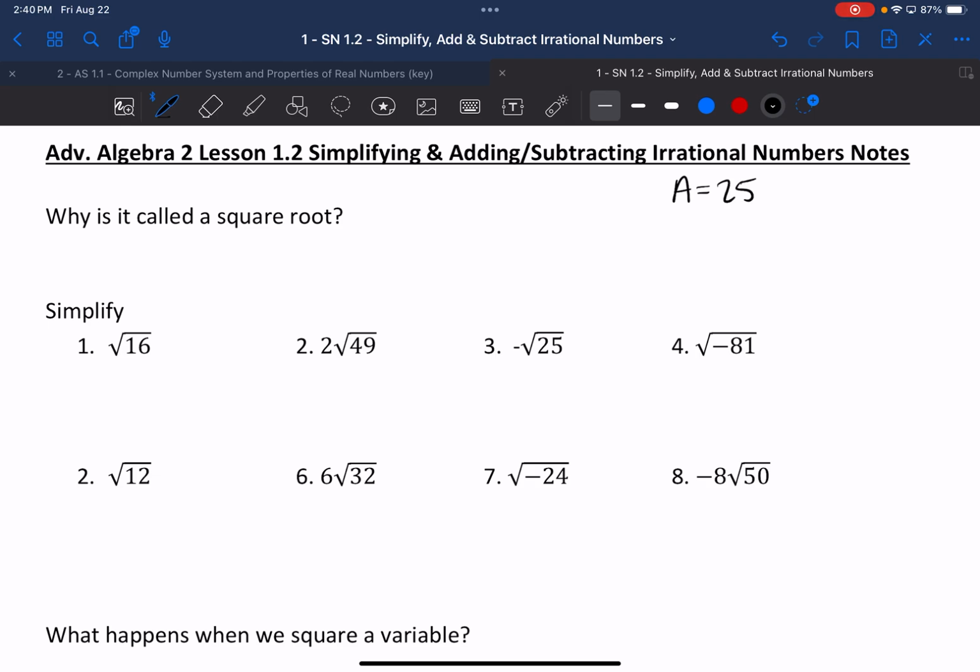How do you find the area of a square? Length times width, and in a square, the length and width are the same, right? So the formula for area of a square is side squared. So in this case, 25 equals side squared. And what would I do to 25 if I wanted to know just s? Take the square root. So that's where the name comes from, because we're literally referring to the side of a square.